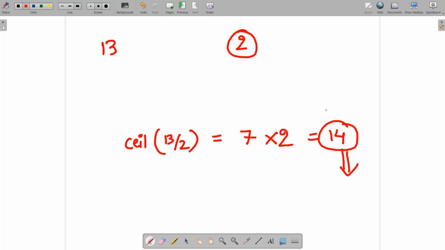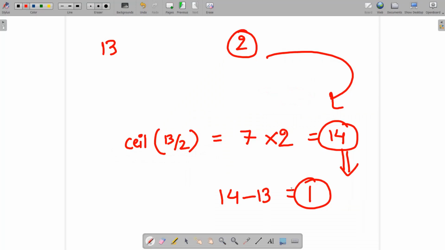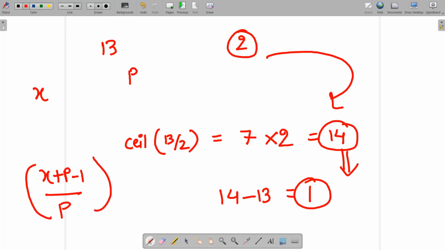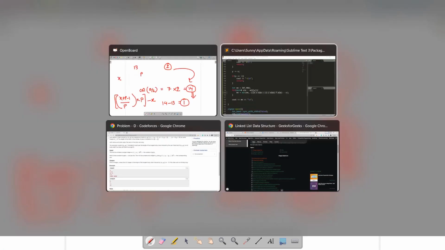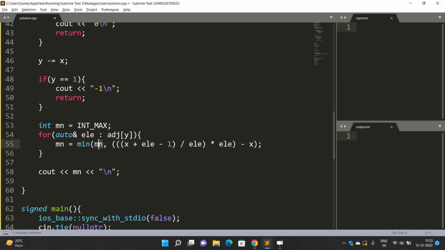So at the point of 14, 2 is going to divide this value 14. It means the difference up to which the length of the chain can be extended is 14 minus 13, which is only 1. So that is the idea that I'm going to use. For any general element, let's say we have x and the prime factor p. I find the ceiling value of x by p, which can also be found with the statement x plus p minus 1 upon p. Don't get confused. Then we multiply by p, and subtract x from the value we get. That's what I've done over here. Then we take the minimum of all those values, and that is our answer, because up to that point we can extend the length of the chain; after that the prime factor is going to divide that element. So this is all about the code.